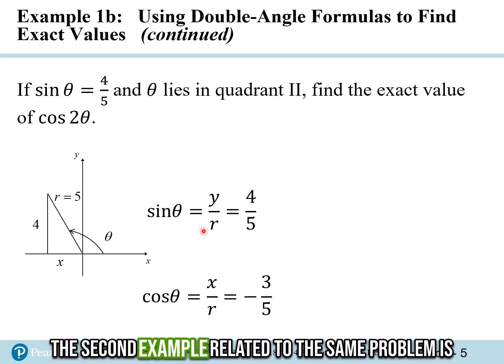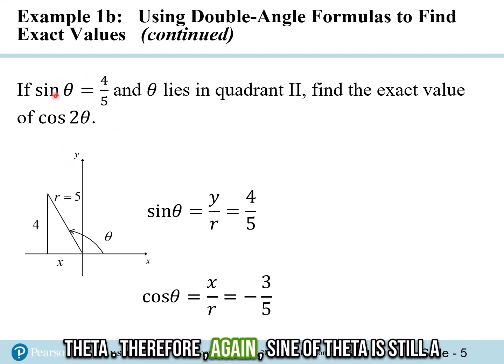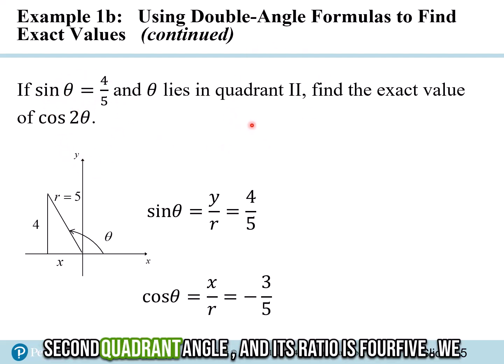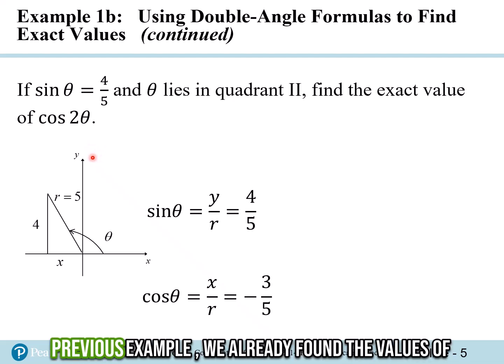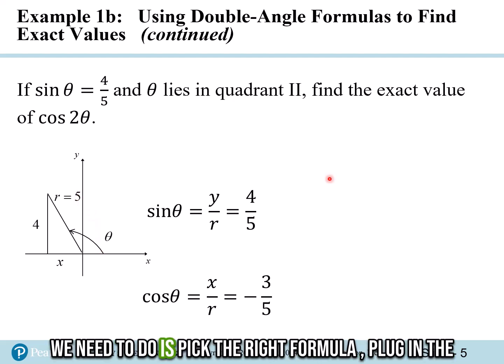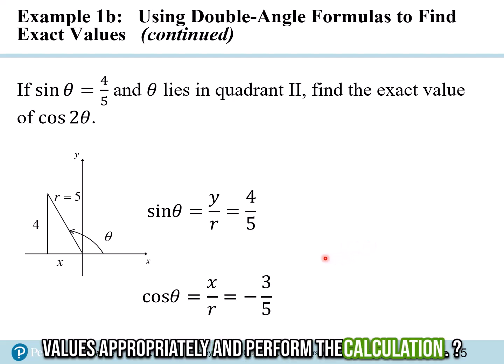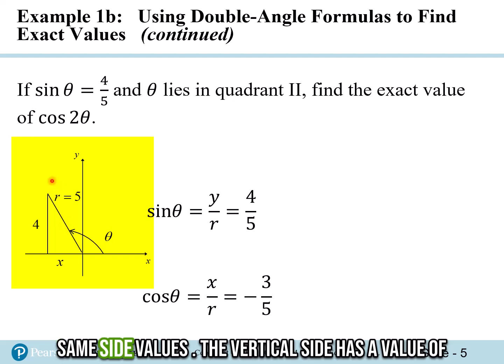The second example related to the same problem is asking us to find the exact value of cos of 2 times theta. Therefore, again, sine of theta is still a second quadrant angle and its ratio is 4/5. We need to find cos of 2 times theta. Now, in the previous example, we already found the values of sine of theta as well as cos of theta. This time, all we need to do is pick the right formula, plug in the values appropriately, and perform the calculation. So here we have the picture of the same angle, the same side values.